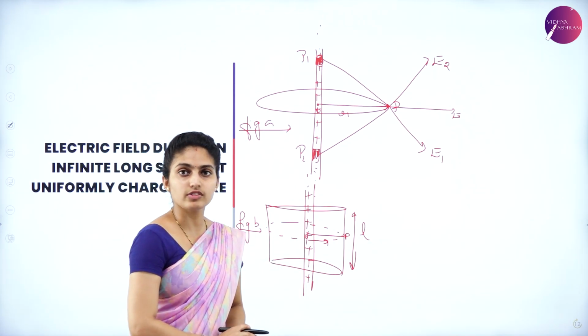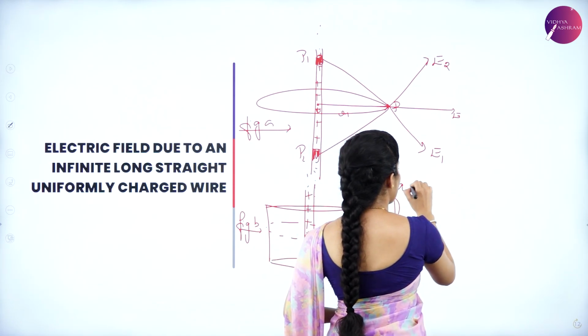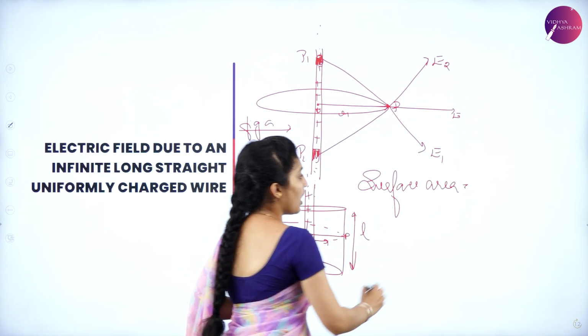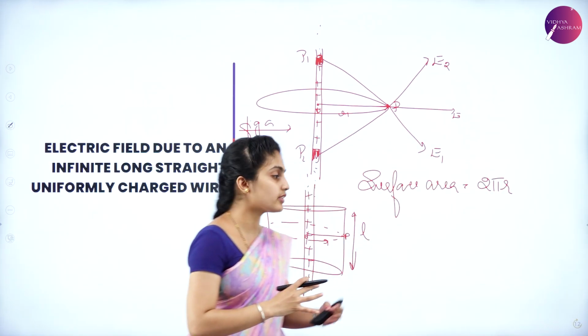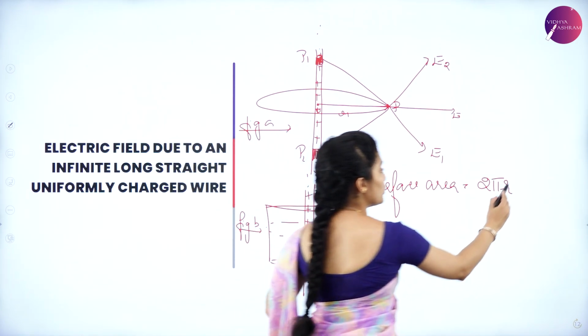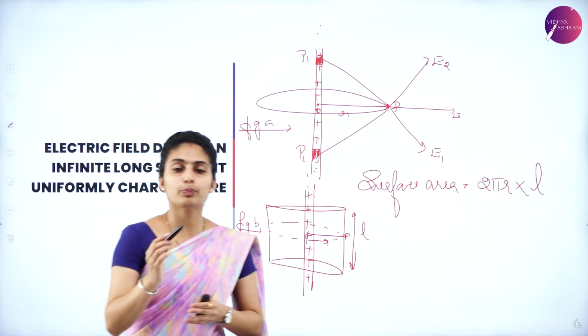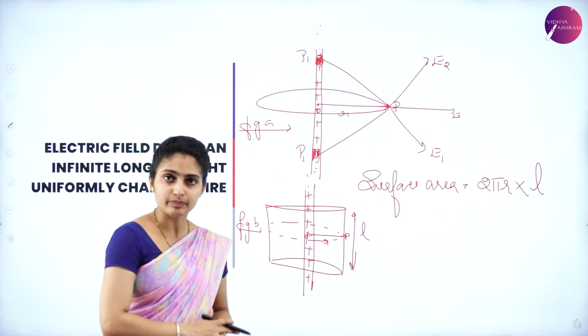So having this concept, let us just see how to calculate the surface area. Surface area is equal to 2 pi r, which is the area of the circle for the cylinder over here, into the length L. So 2 pi r into L. So surface area is 2 pi rL.